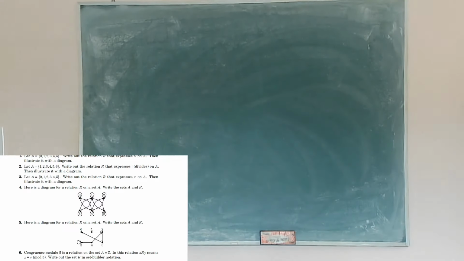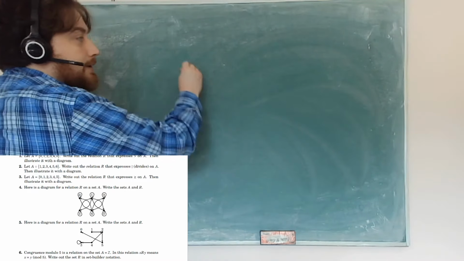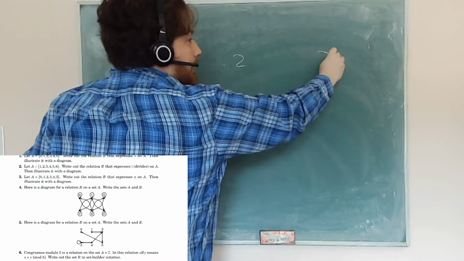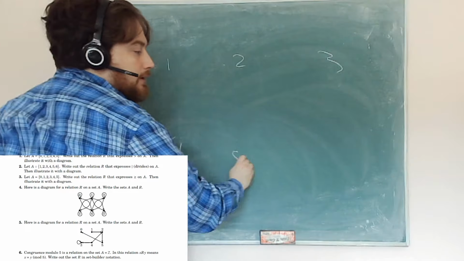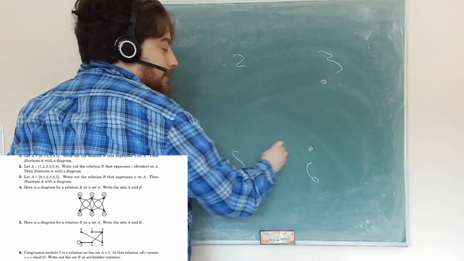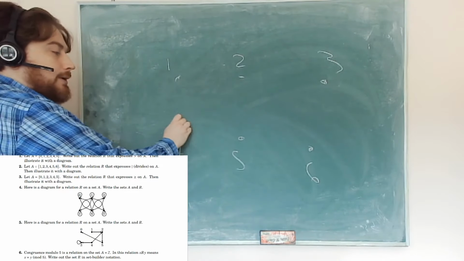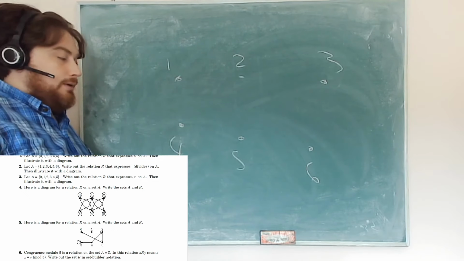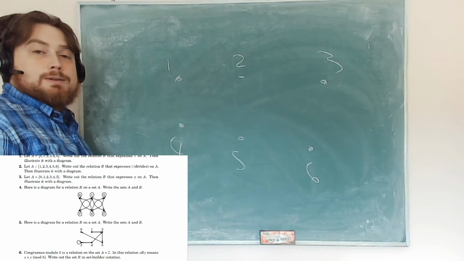In order to start this, what I'm going to do is just write out my set. 1, 2, 3, 4, 5, 6. So I'm going to have each of the elements represented by a point on my board. And I'm going to say, okay, 1, 2, 3, 4, 5, 6.